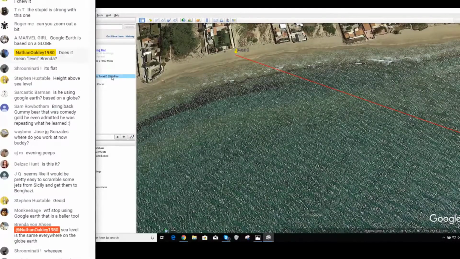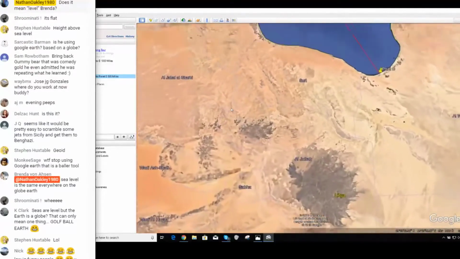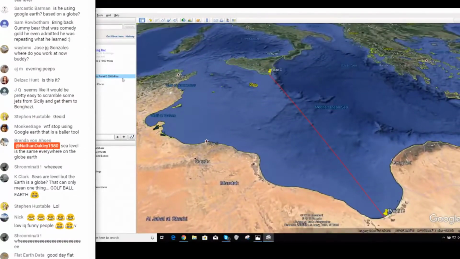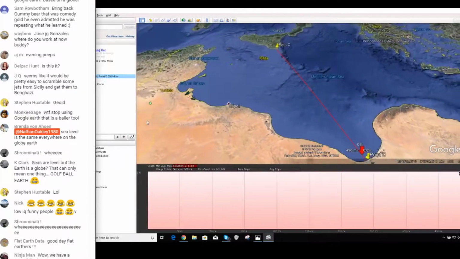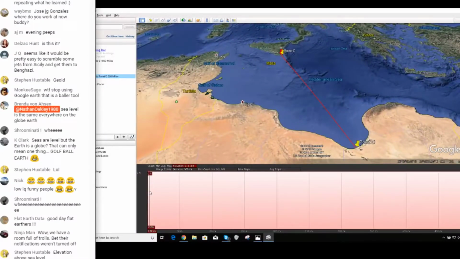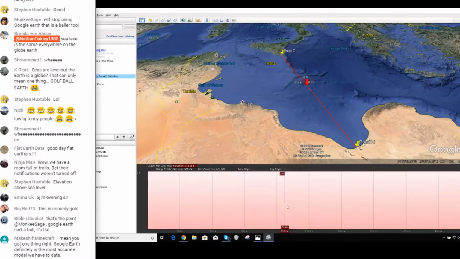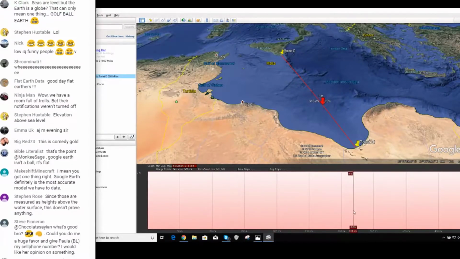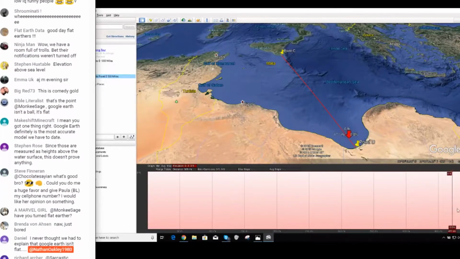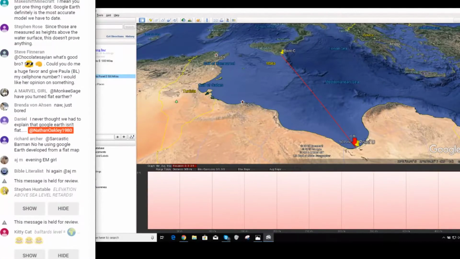Let's take a wider view. We'll get an elevation profile. So, from the shore of Sicily, for 500 miles, as you can see, we have a 0.00 vertical drop. In fact, it's 508 miles. Validating the first prediction of our flat Earth model.